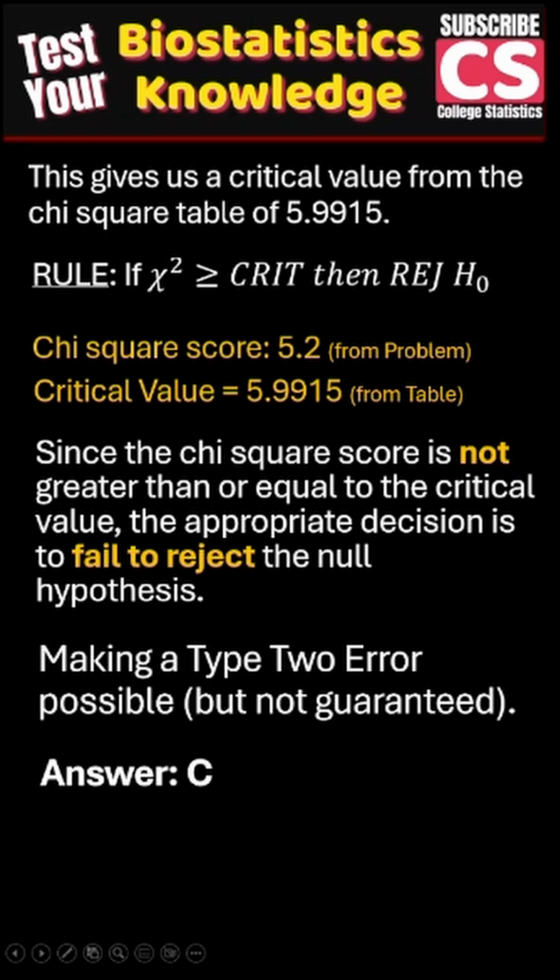Now, of course, if you're taking a Stats 1 class at the college level or a Biostats course at the college level or higher, you need to memorize that a type 2 error is the event of failing to reject the null hypothesis when the alternative hypothesis is true. And of course, you also need to know that a type 1 error is the event of rejecting the null when the null hypothesis is true.